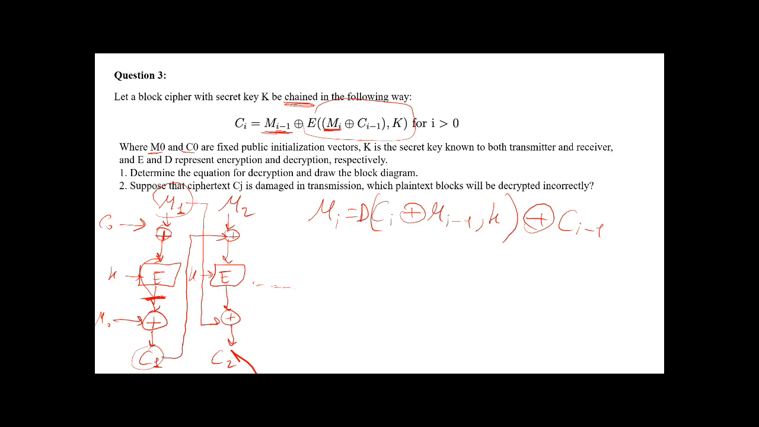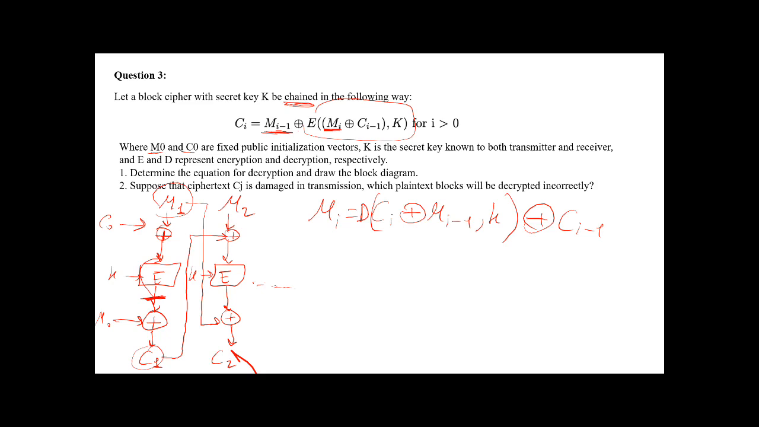Okay, now with the second part here in question 3. Suppose that ciphertext CJ is damaged in the transmission. Which plaintext block will be decrypted incorrectly? What do you think? So basically, the chaining here not only depends on previous message or ciphertext, it depends on both.